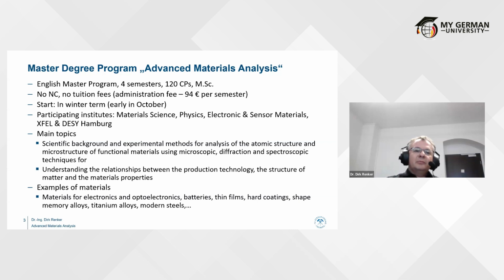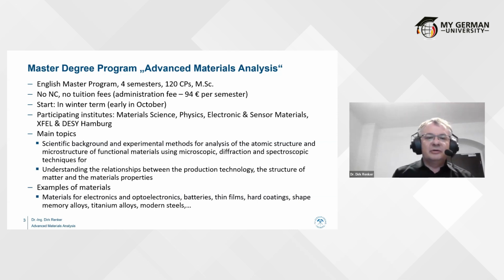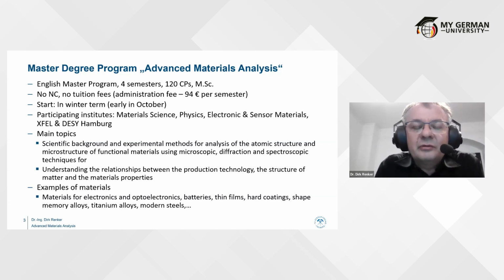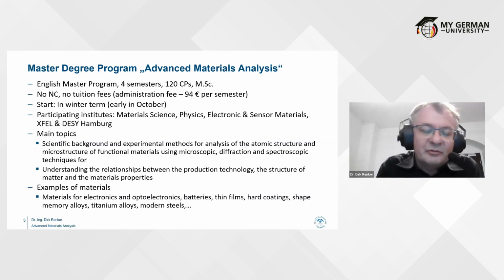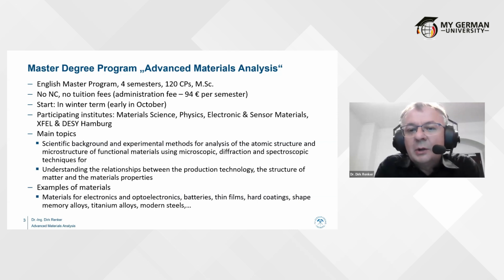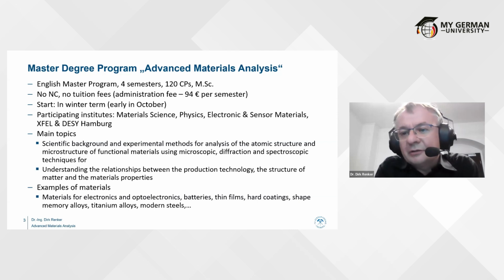And for the master degree program, we have some institutes, especially in the field of material science and physics. And you will see later in the contents that such institutes have influence on or contribute to the contents of the degree program. That means, for instance, we have the Institute of Material Science. We have 3 institutes in the area of physics: experimental physics, advanced physics, and theoretical physics. And we also have electronic and sensor materials as institutes.